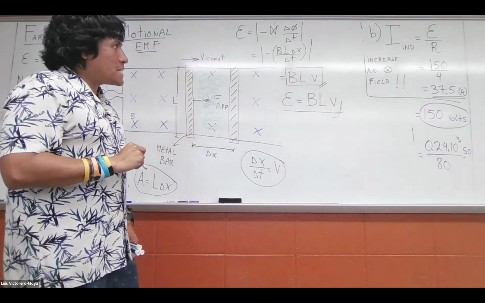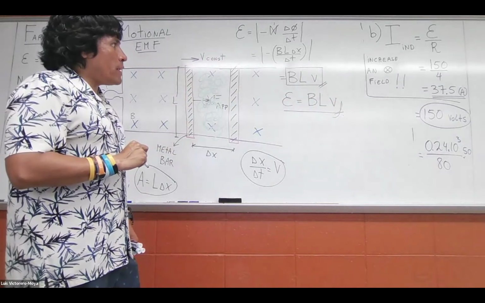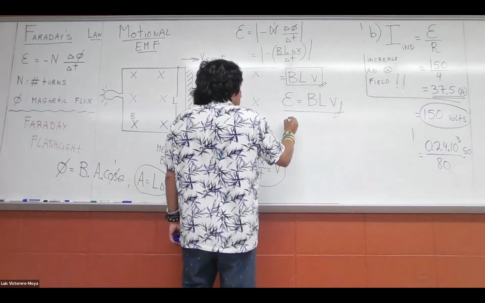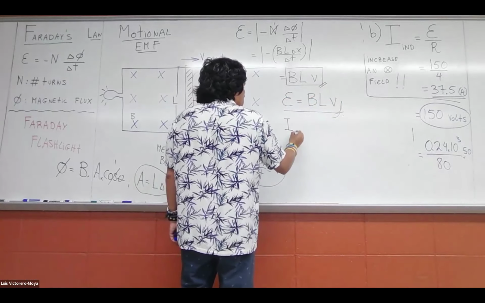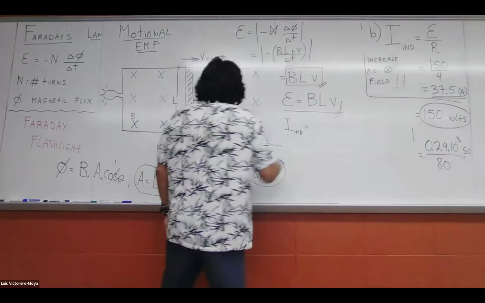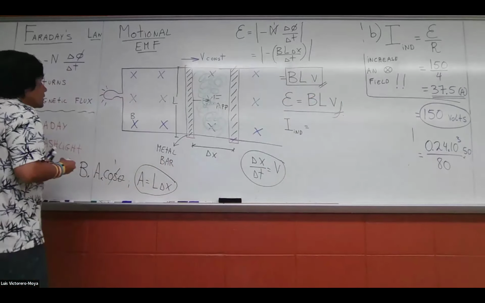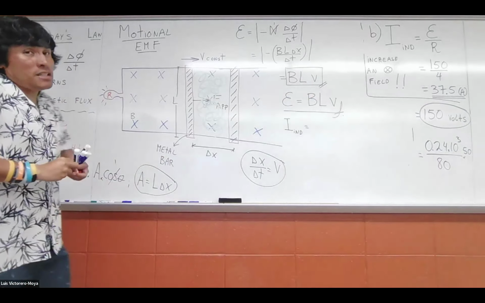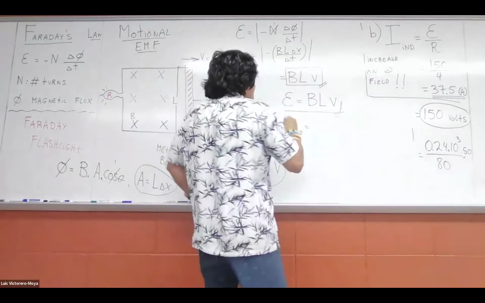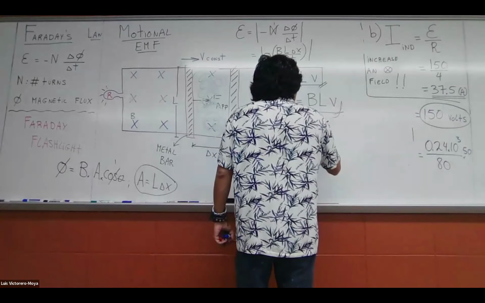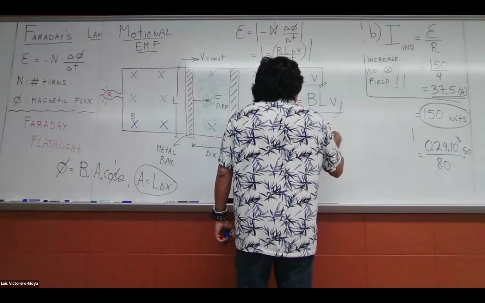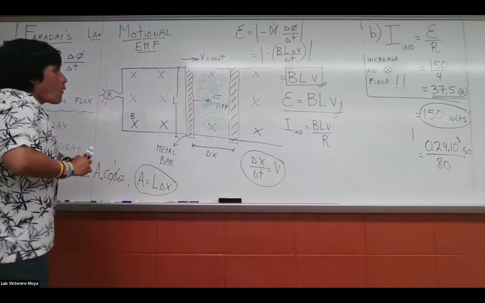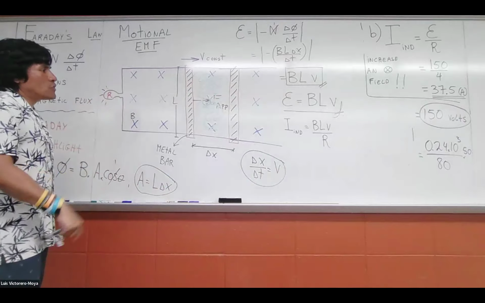Okay. So that's very useful because now I can also find the induced current. If I assume that the light bulb has some resistance R and it's ohmic, the current induced is EMF divided by R. Okay, so what about the direction of the induced current?